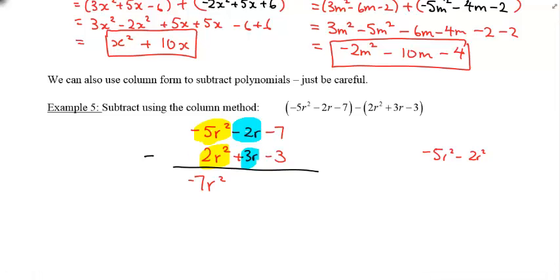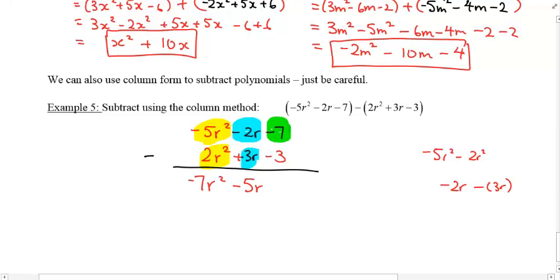Next part here, negative 2r take away 3r. So hear what I just said there? Negative 2r take away positive 3r. So taking away a positive, adding the opposite. Negative 2 minus 3 is just negative 5. So that's negative 5r. And then finally, negative 7 minus negative 3. So once again, negative 7 minus negative 3. Adding the opposite, so negative 7 plus positive 3. Negative 7 plus 3. That's negative 4. And there is your answer.